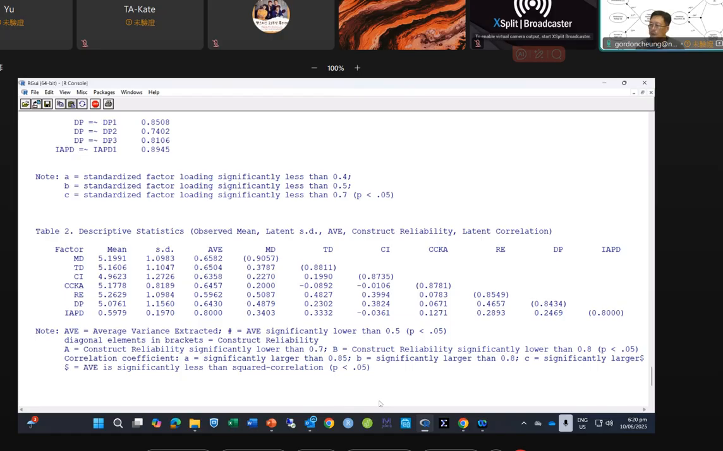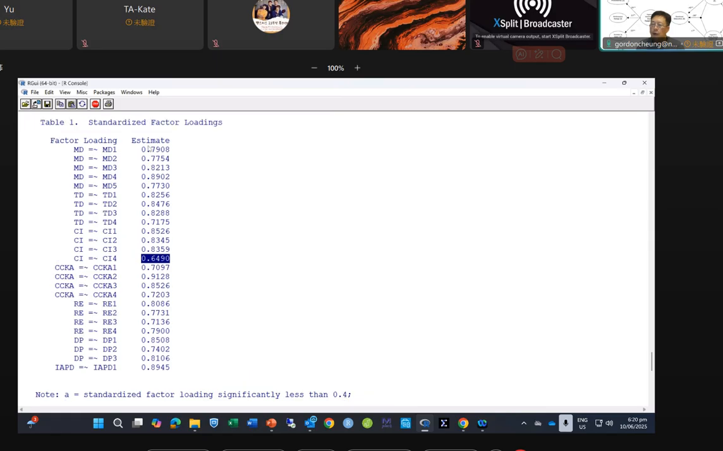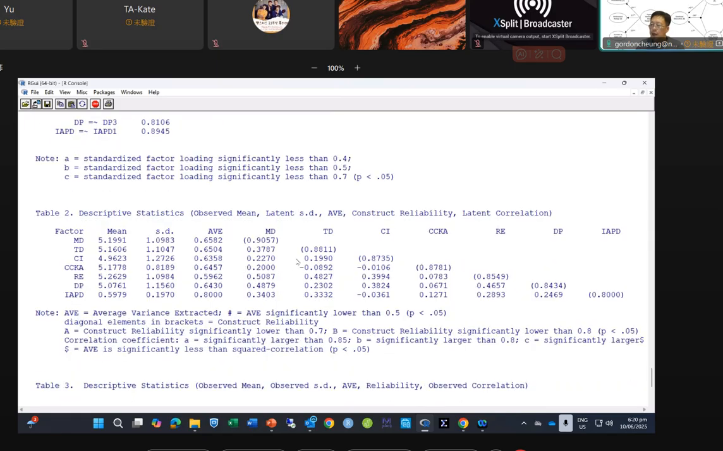You understand what I have done? First, you need to look at the fit indices. Then look at table 2 to see whether the reliabilities are good. For convergent validity, you need to check table 1, the standardized factor loadings, and also table 2, the AVE. For discriminant validity, you need to check the correlation coefficients. We look at table 3.